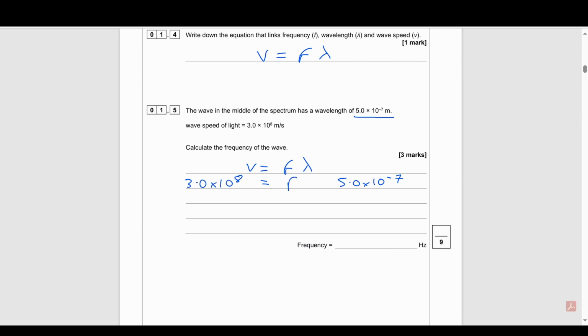So there's our first mark by plugging the numbers into the equation. We just rearrange it now. So that would actually then be 3 times 10 to the power 8 divided by 5 times 10 to the power minus 7. If we do that, we should get a value of 6 times 10 to the power 14 hertz.